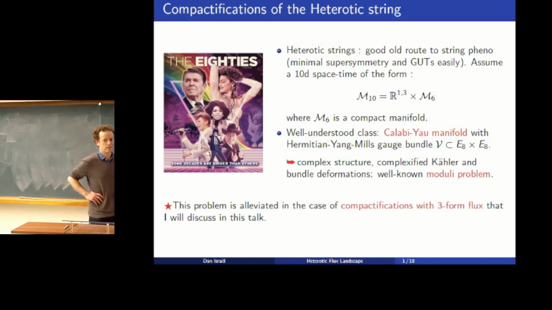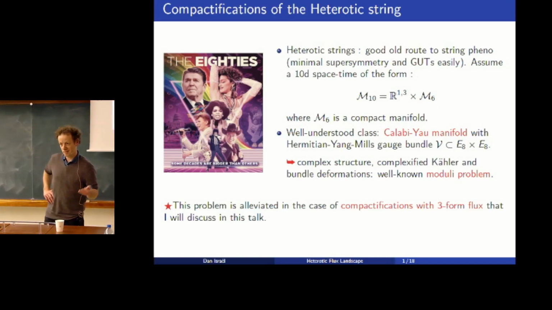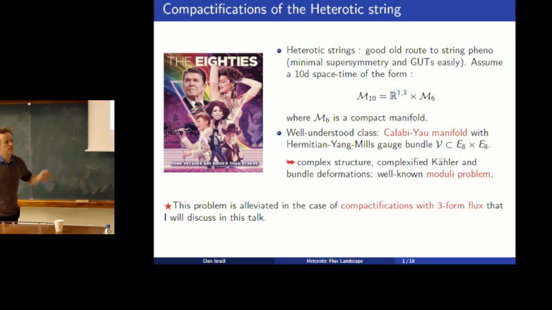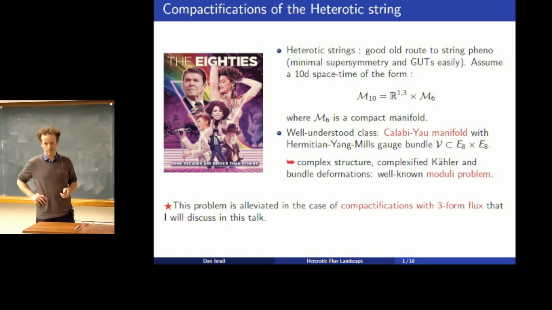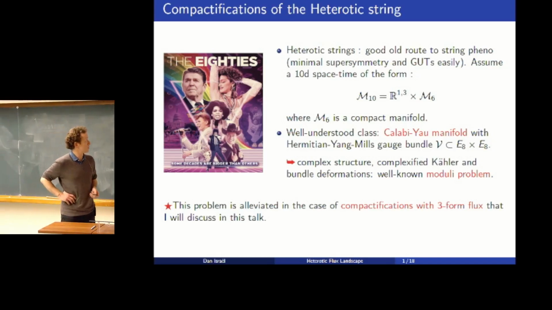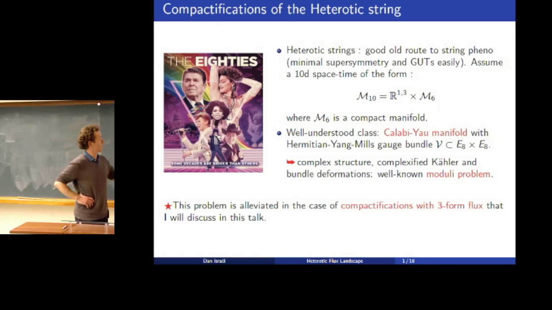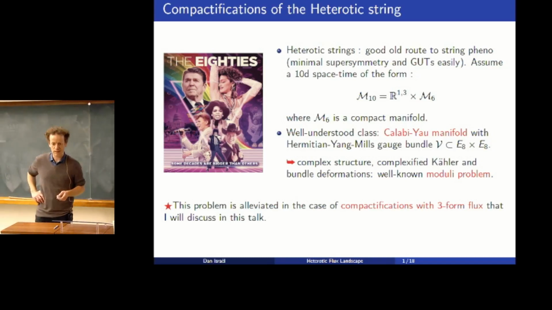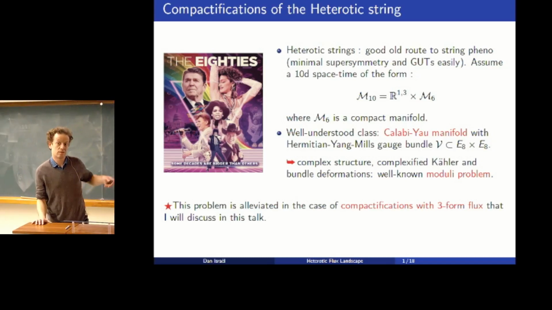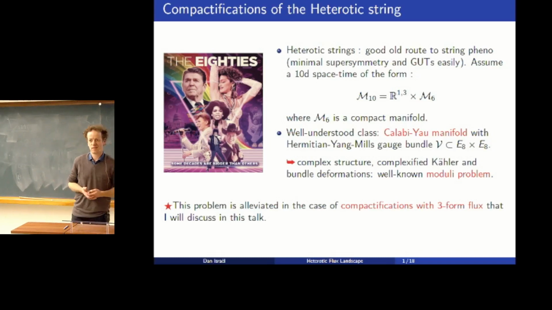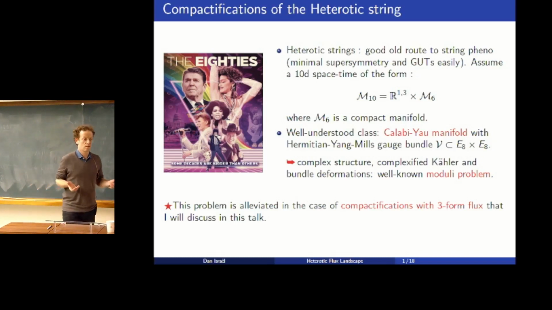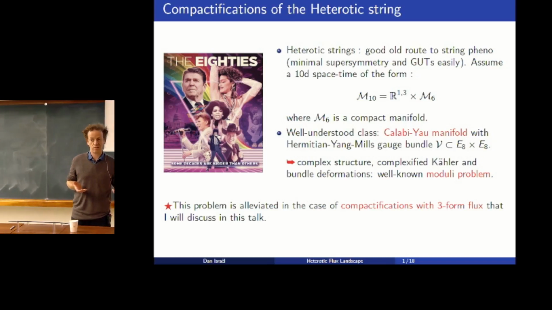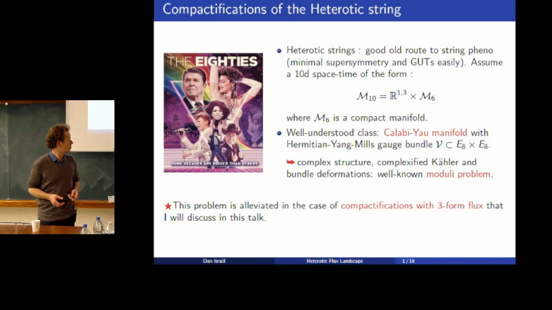In the 80s, people were interested in finding a phenomenological model from string theory by looking at heterotic compactification on Calabi-Yau manifolds with some Hermitian-Yang-Mills gauge bundle, and as you know, this is plagued with the problem of moduli. So even in this nice and old context of heterotic strings, there is still room for fluxes, and this is what I will talk about today.